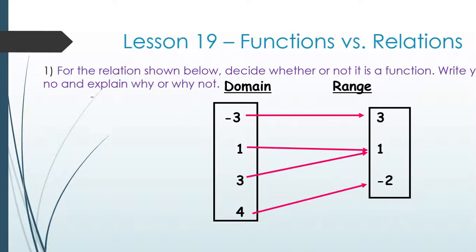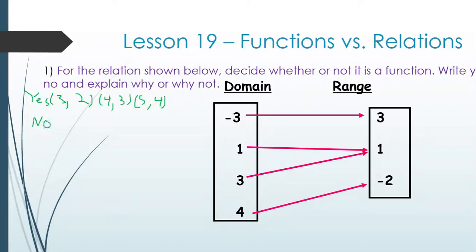Okay, for every domain, there's only one range. So if I was to write that out in numbers, here would be an example of a function. 3, 2, 4, 3, 5, 4. Okay, you can see that the x values are not repeating, so that would be a function. This would be yes.